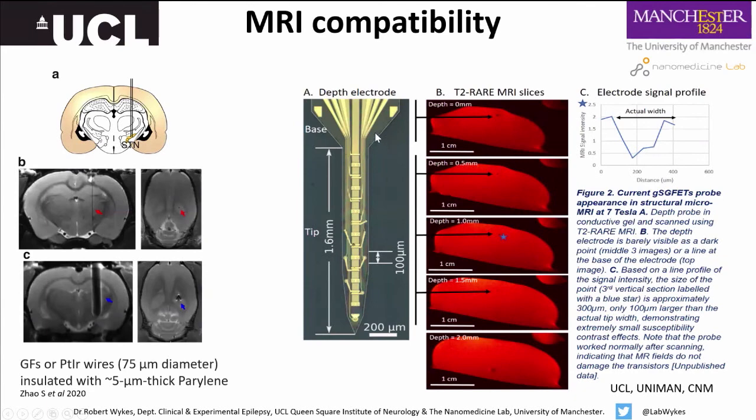Of course, our arrays have very, very small dots of graphene, but they're inside a polyimide shank. And so these are incredibly difficult actually to see in MRI. And we're actually working on a project where we can increase their MRI compatibility by adding fiducial markers. But this is a problem that we'd like to have. It's much easier to try to increase your MRI compatibility by adding small amounts of paramagnetic material than it is to have to deal with something like that.